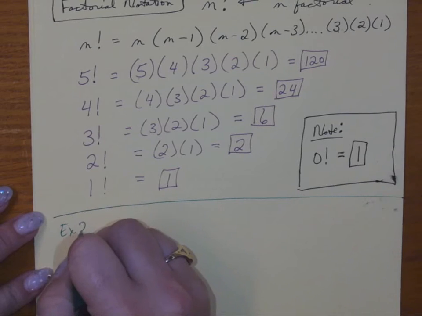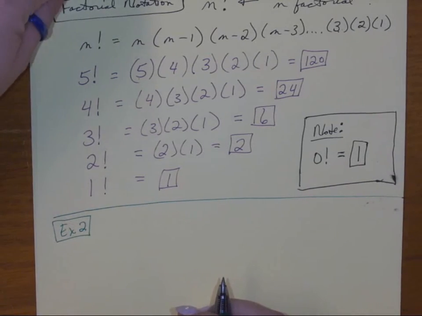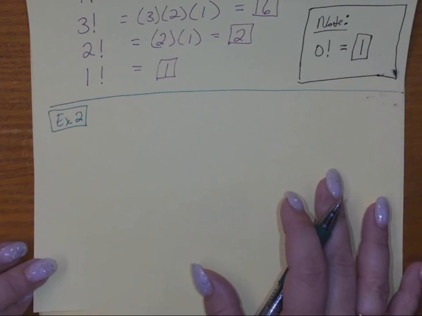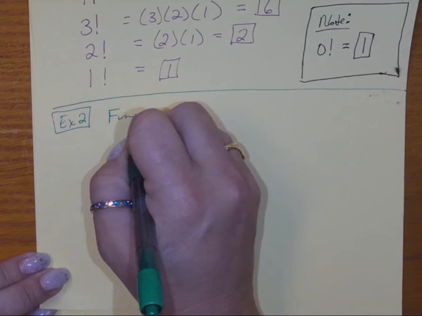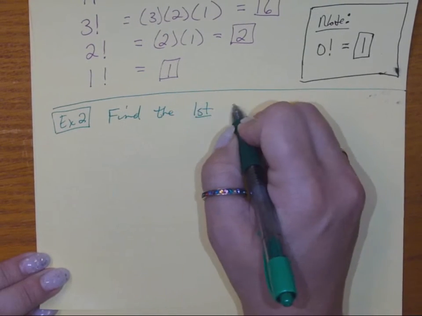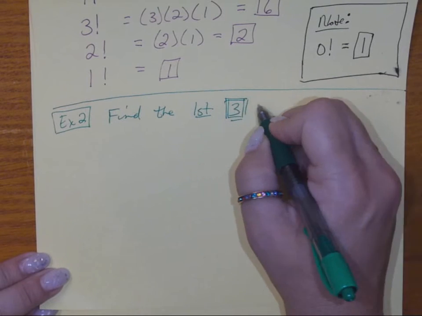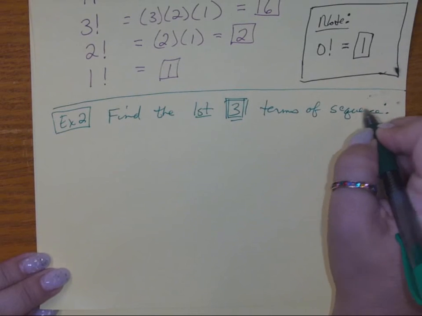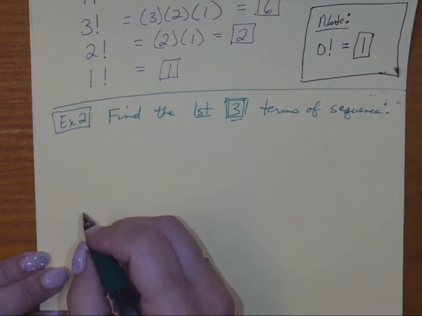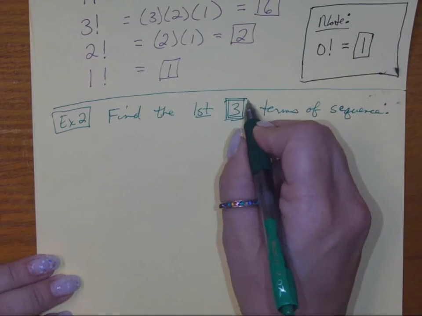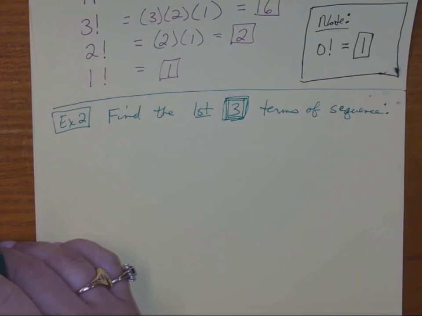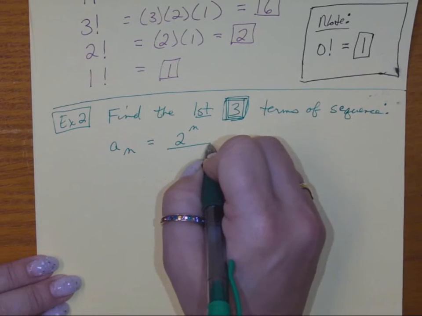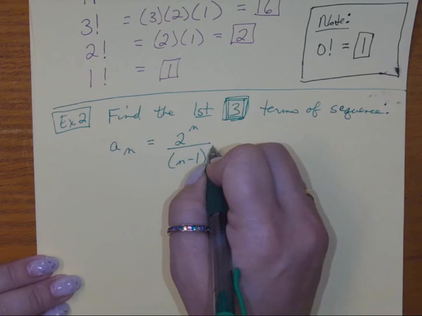So here comes an example of what that might look like as we use that. Example number 2. It would say something like, find the first 3 terms of the sequence. I know that the general pattern is a sub n is equal to 2 to the n over n minus 1 factorial.